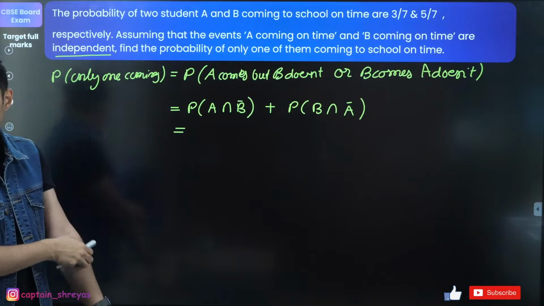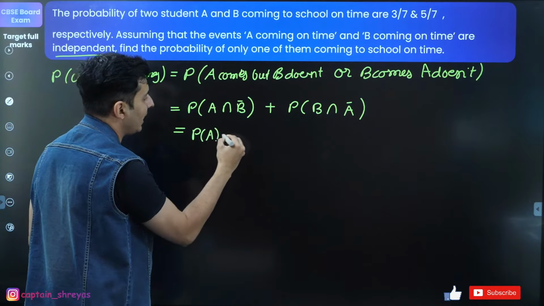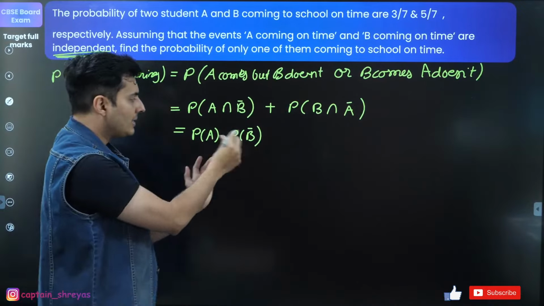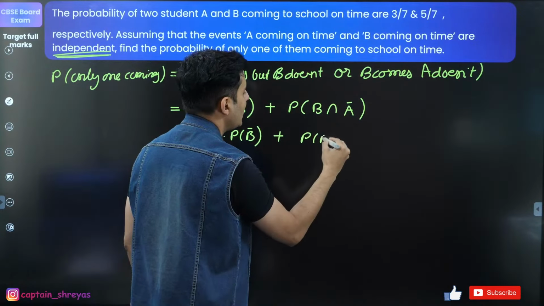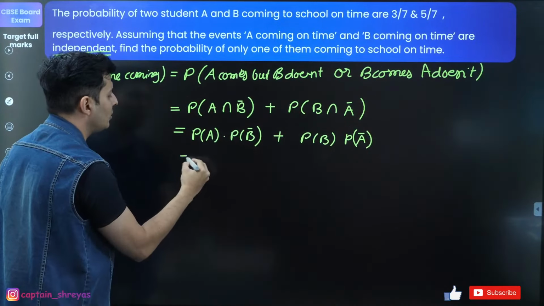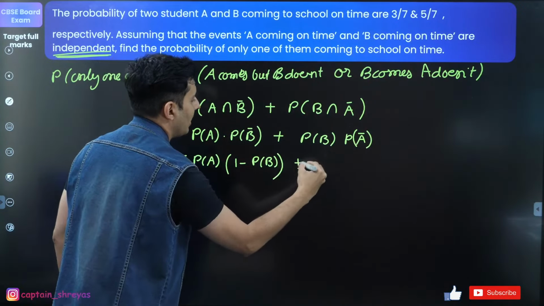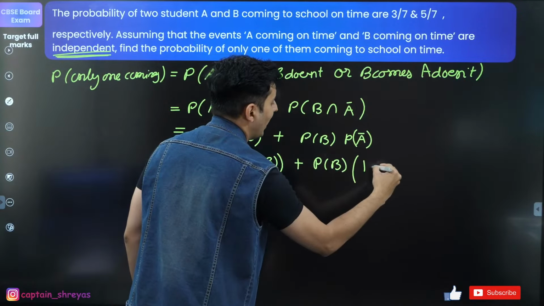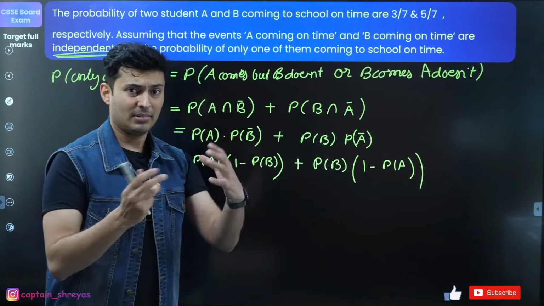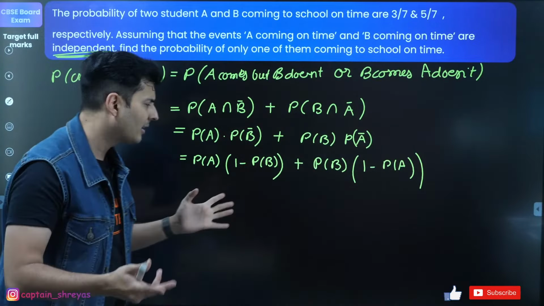Many people have started posting the answers. We'll have to see. Because they are independent events, can I not write this as P of A into P of B bar? That's the standard formula. Because they are independent, I can just multiply, plus P of B into P of A bar. Perfect. But neither B bar nor A bar is given. Don't worry. It is P of A into 1 minus P of B, plus P of B into 1 minus P of A. Everybody knows P of A and P of A bar are complementary to each other. Their addition gives you 1. So if one is known, you can find the other very easily.